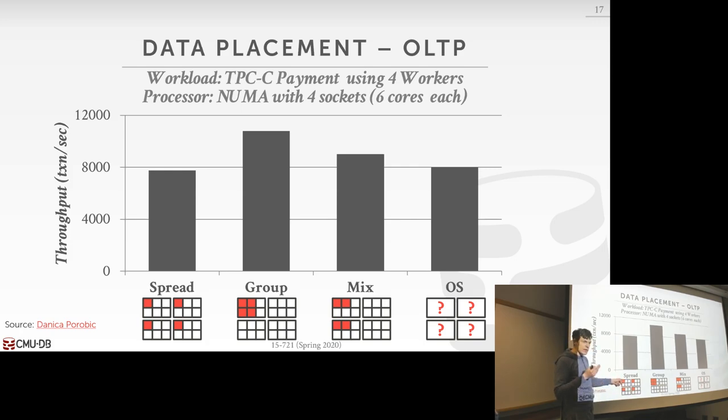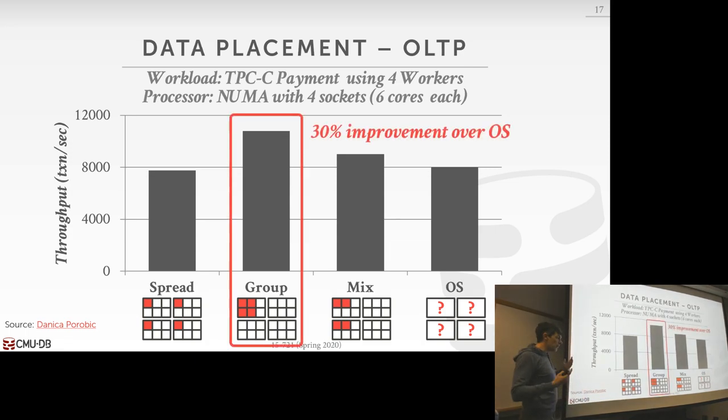So spread means every socket has an equal portion, one quarter, of the total table. Group is where you shove everything into a single socket. Mix is where you split it 50-50. And OS is where you just let the OS do whatever it wants. I'm putting question marks here because we don't know; whatever policy the OS decides to do is what it gets.